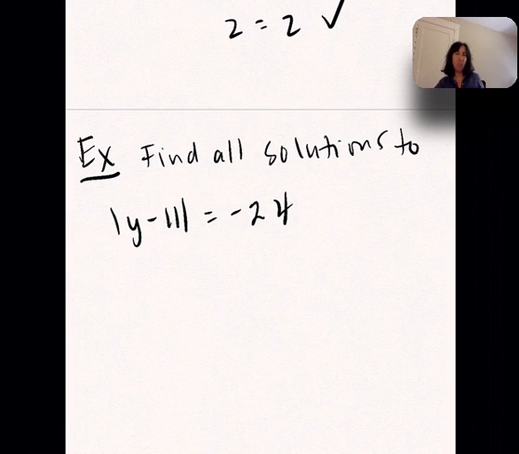Can we approach this equation in the same way that we did the last one? In other words, can I say, okay, the only way to get negative 24 out is if y minus 11 is negative 24 or y minus 11 is positive 24. What do you think? The answer is no. It doesn't make sense. And here's why.